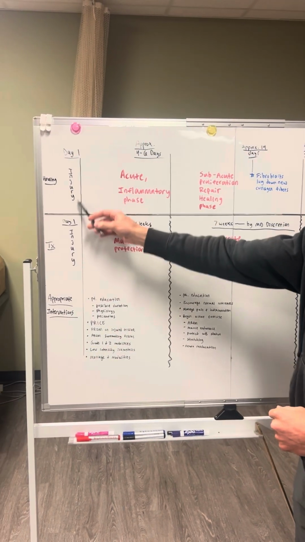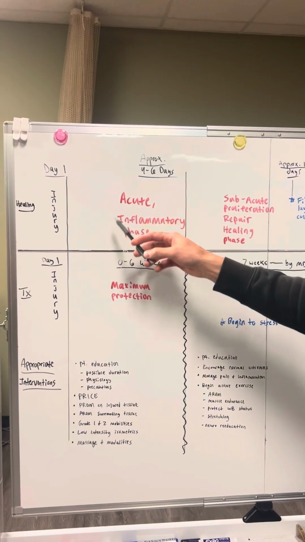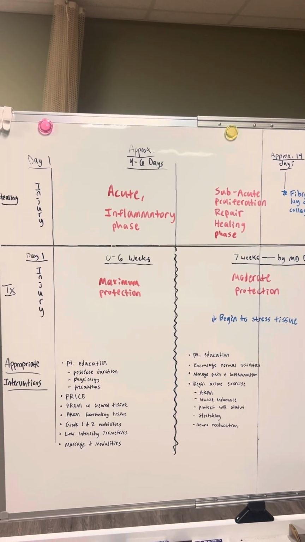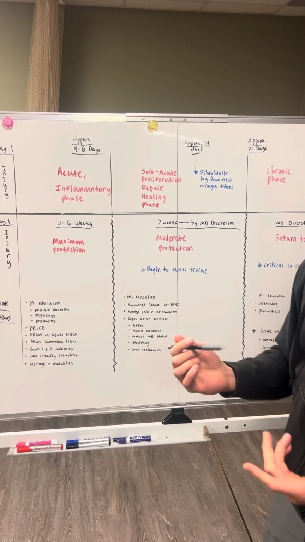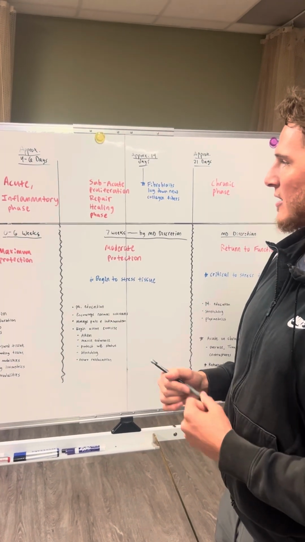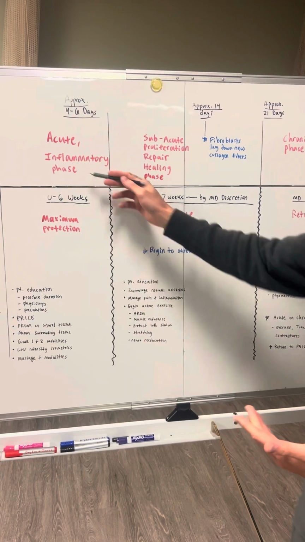So we start with an injury, and then within about the first week, that is going to be called the acute inflammatory phase. That's exactly what it sounds like. You should notice the 5 cardinal signs of inflammation. That's going to be pain, redness, swelling, heat, and loss of function.